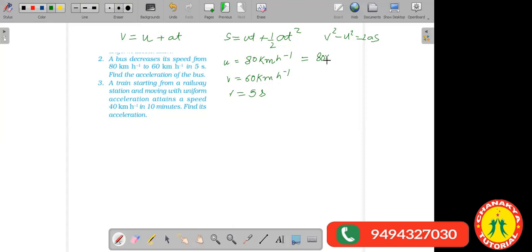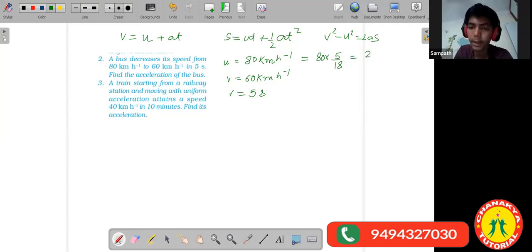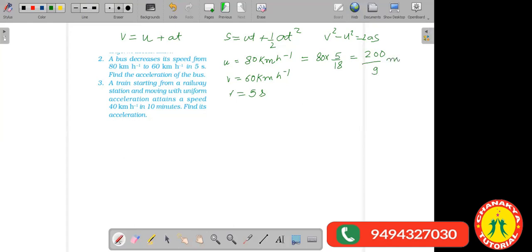So see, it would be 80 multiply 5 over 18. Now you can keep checking your answers. Sir, 2.8 meter per second square. Okay, let's check it out. 60 multiply 5 over 18.